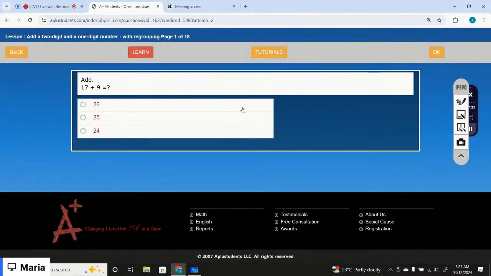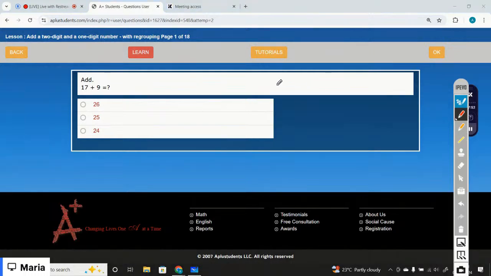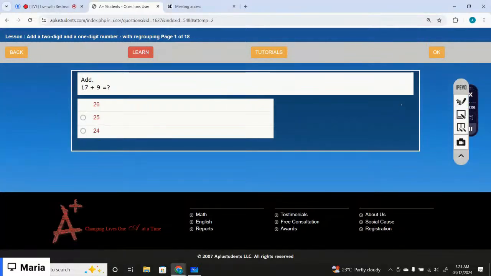17 plus 9, which is the correct option? So start with 17 and count up 9. That is 17. 18, 19, 20, 21, 22, 23, 24, 25, 26. So 17 plus 9 is 26. Option number 1 is the correct option. That is 26.